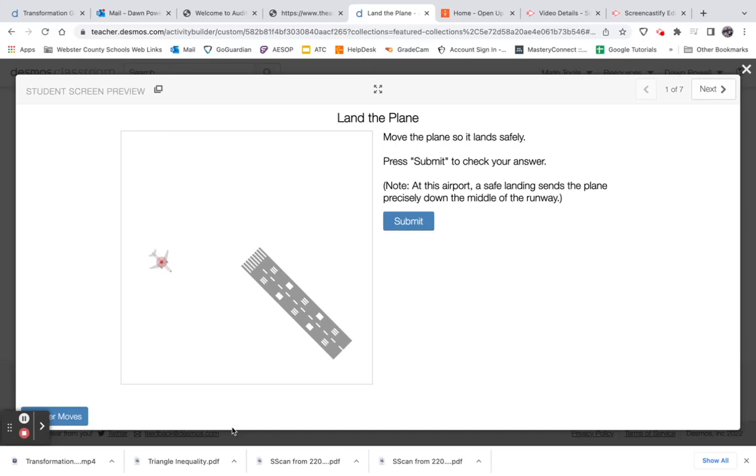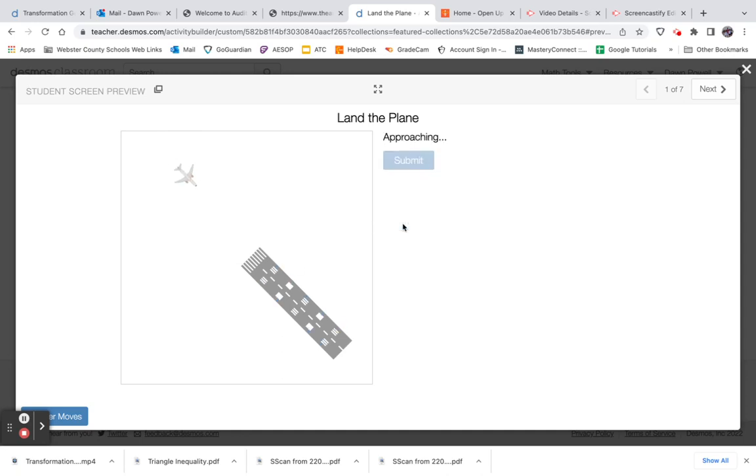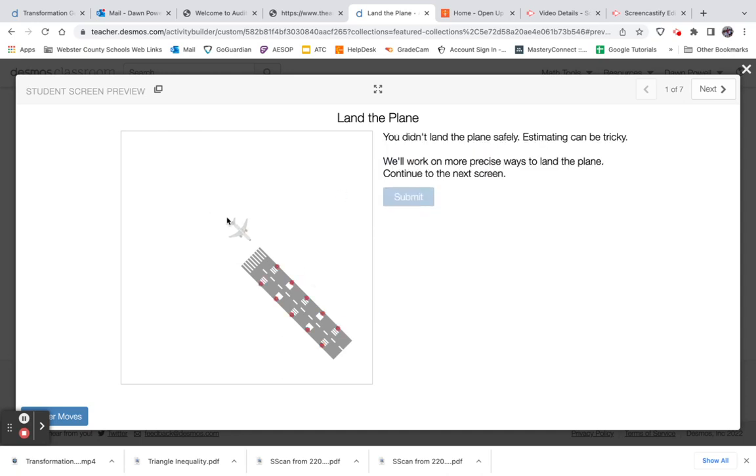In this Desmos activity, land the plane. Your job is to make sure that when you line up your airplane, you do it in a way at which when you hit submit, it goes through the runway perfectly down the middle. So this one, you're kind of estimating because there's not a grid there.